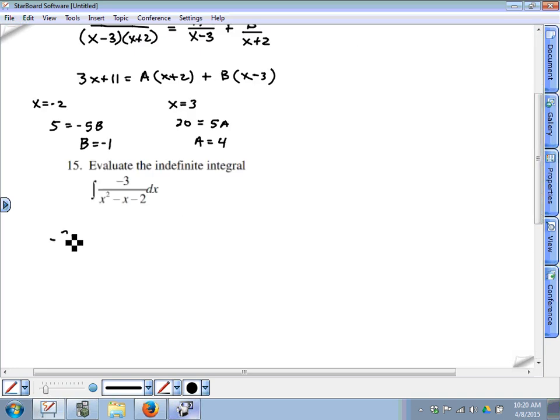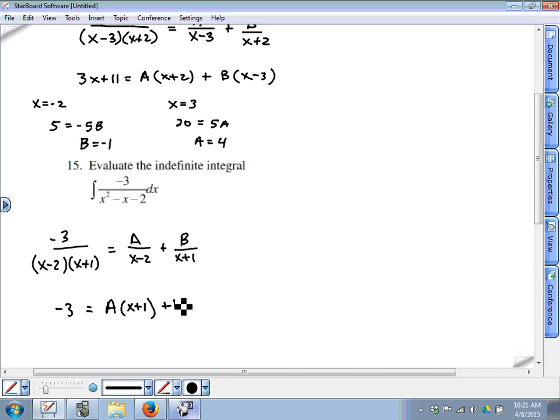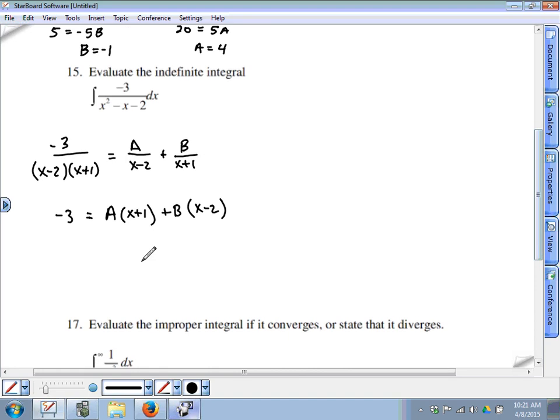Okay, similar problem here. We have negative 3. The denominator would need to be factored into x minus 2 times x plus 1. Since the denominator has two factors, it's going to have two partial fractions. If you multiply both sides by the LCD, you're going to have negative 3 equals a times x plus 1 plus b times x minus 2. Now using a convenient value of negative 1, and then over here a convenient value of x equals 2.